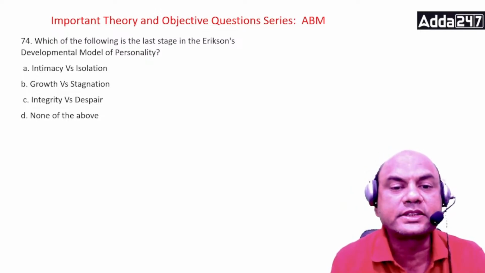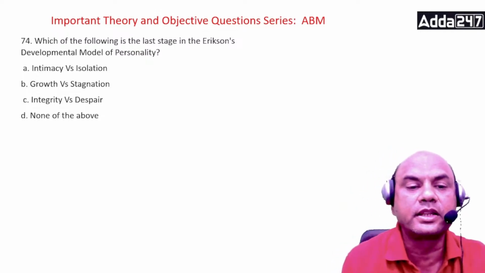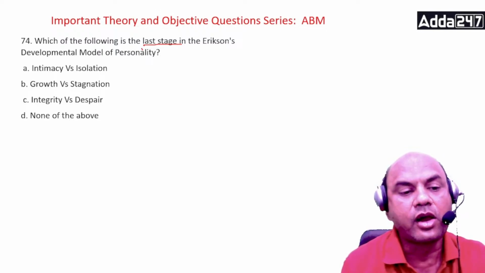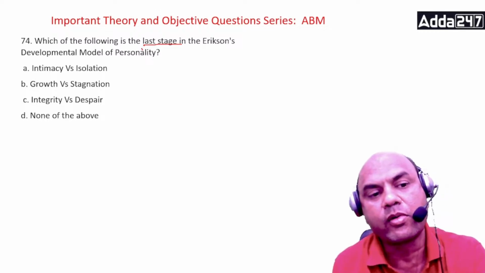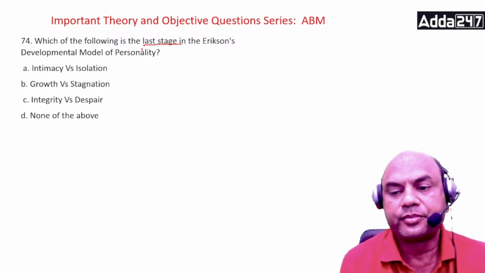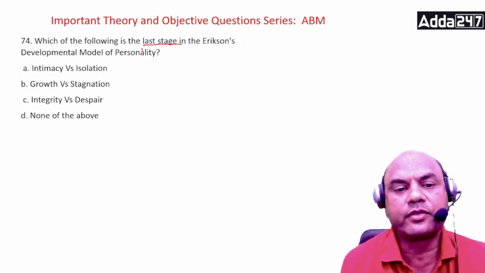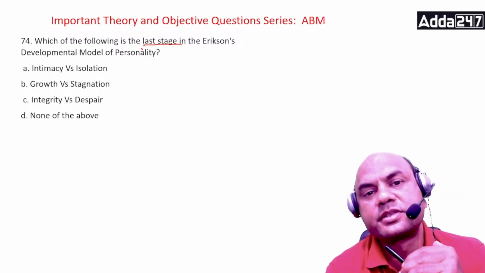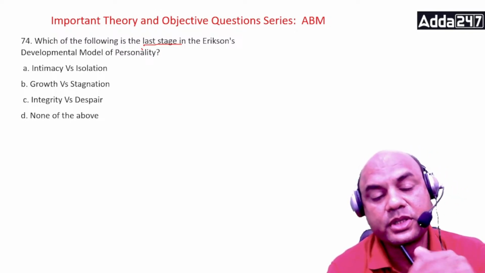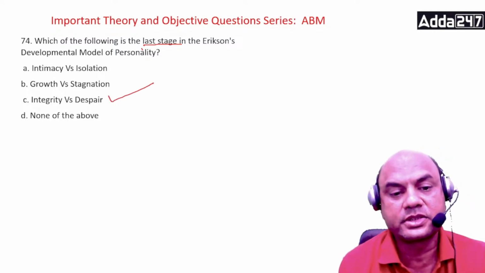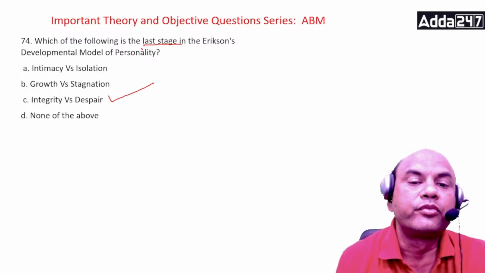Which of the following is the last stage of Erikson's developmental model of personality? Intimacy versus isolation, growth versus stagnation, integrity versus despair, and none of the above. Think, everyone. You must know these models for HR. So it is C, integrity versus despair. Which of them is the last stage?